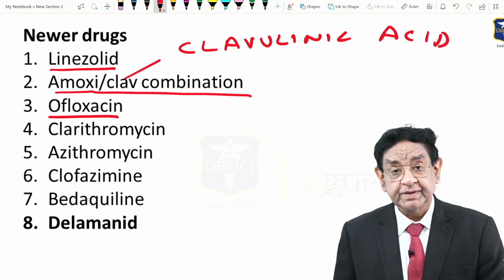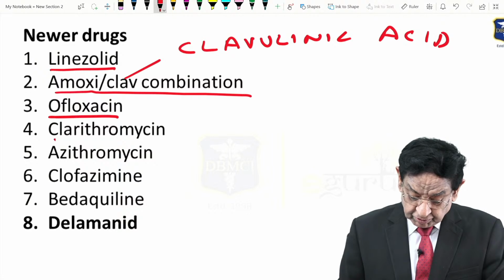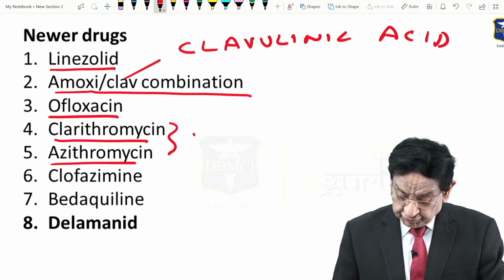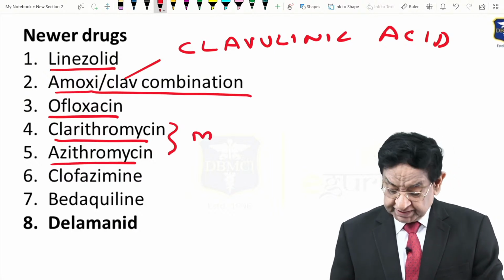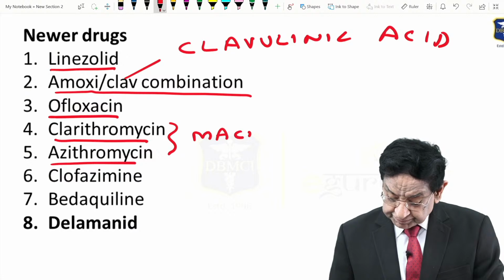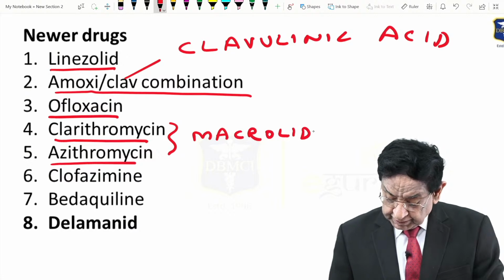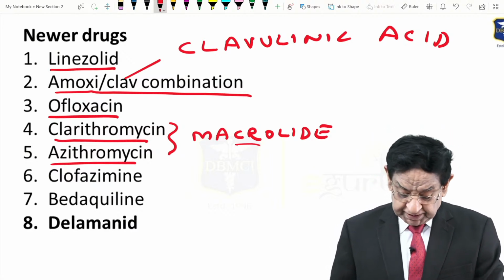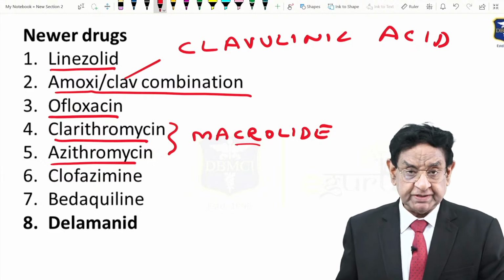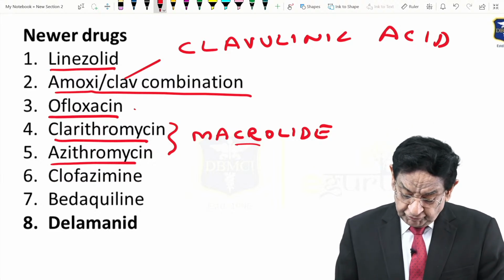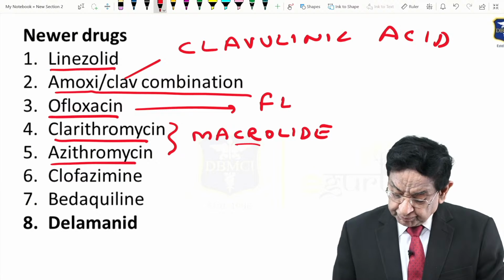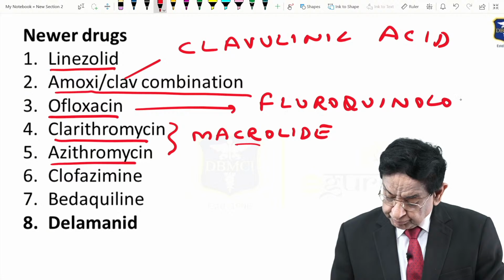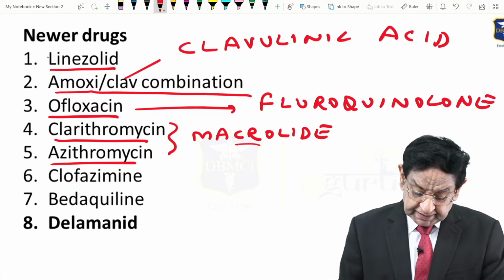Ofloxacin, clarithromycin, azithromycin. You can see these are the two which belong to the macrolides, a question from pharmacology. Okay, well, macrolides also include erythromycin, but in tuberculosis we use these two drugs. Okay, ofloxacin is a type of fluoroquinolone, and these are the drugs.